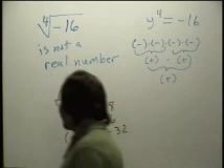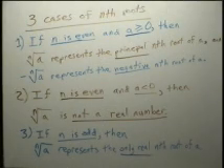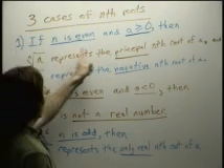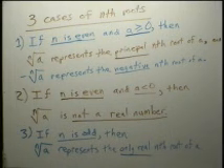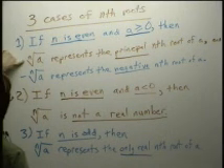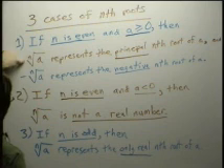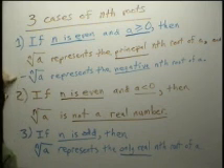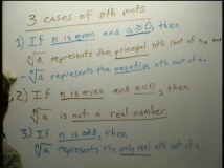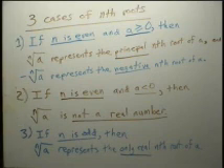And this leads us to 3 possible cases. If n, the index, is even, and a, the radicand, is greater than or equal to 0, then this symbol, which we read nth root of a, represents the principal nth root of a. And this symbol represents the negative nth root of a, and that is how we read it, negative nth root of a. That's the first case.